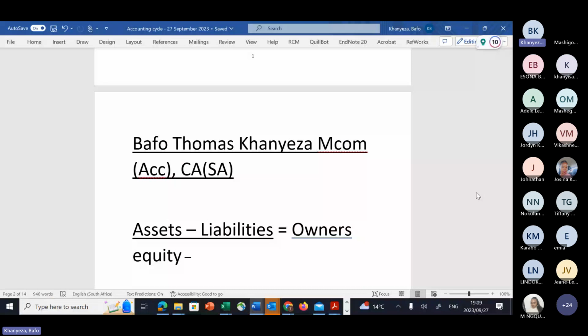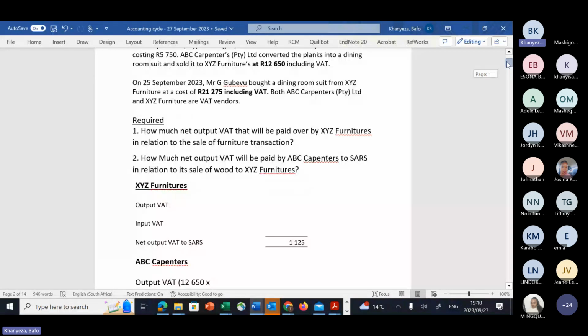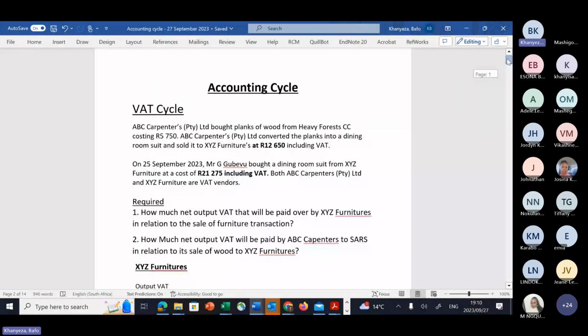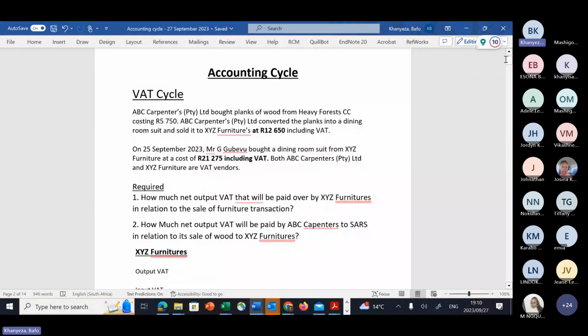Then, it's the topic for today. It's accounting. Sometimes this thing is called the accounting cycle, and sometimes it's called collecting data. So we are collecting data from source documents into the accounting system before you can process it.